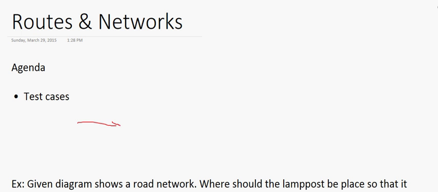There can be two types of arrows, right? There can be this arrow which shows one directional flow, there can be this arrow which shows two directional flow, or there can be a simple line which shows, again depending on the question, a unidirectional or a bidirectional flow, right? So routes and networks means there are routes of roads.